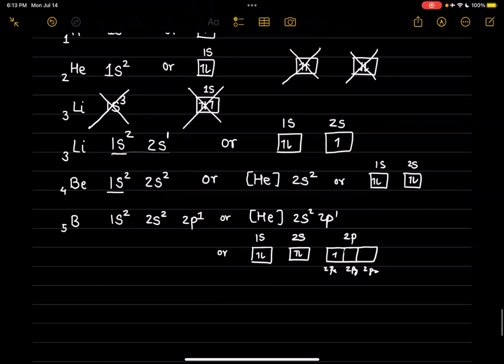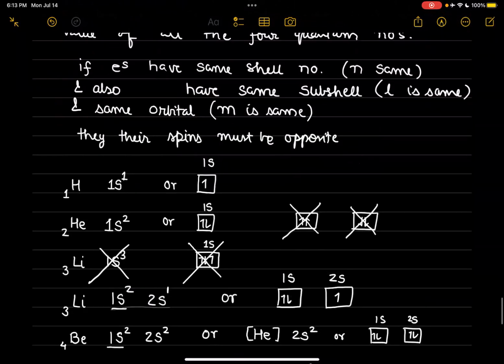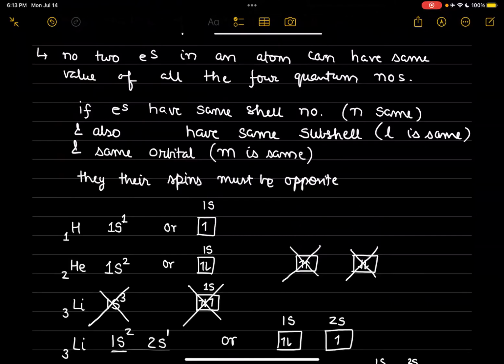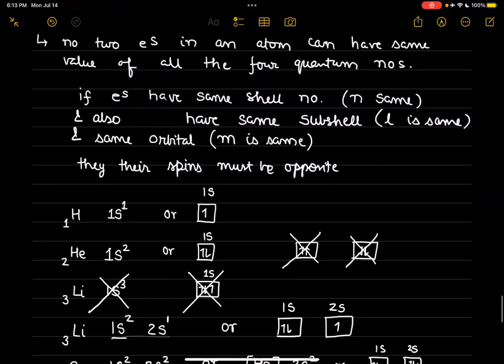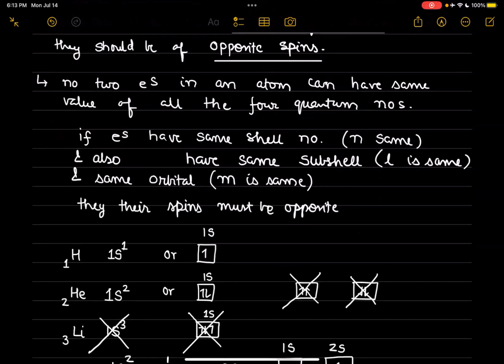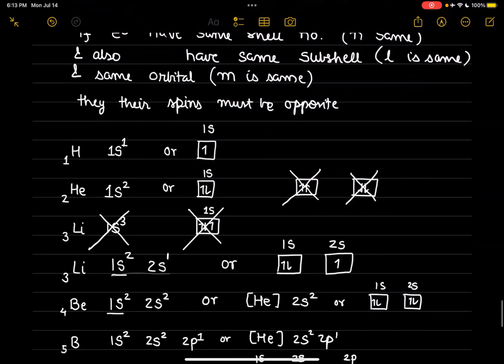Okay. So I hope up to this point everything is clear, and each orbital can hold a maximum of 2 electrons, and they should be of opposite spins, right? So we were doing electronic configuration. So for hydrogen, one electron is there, atomic number is 1. We will put it in 1s, got it.